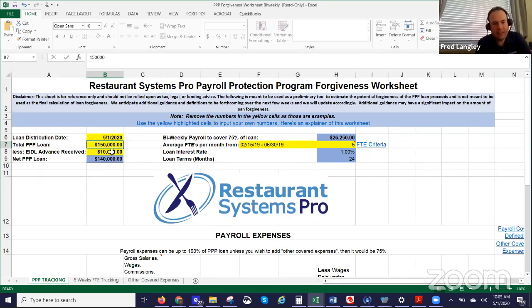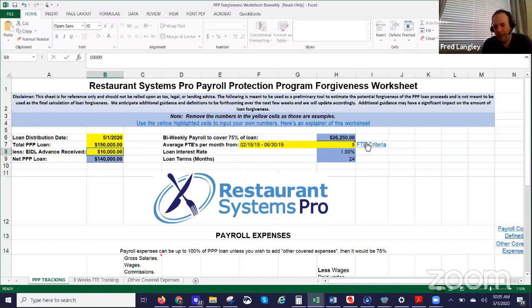If you have received the EIDL advance, then you have to put this in there because it will reduce the amount of your PPP loan. You can't be getting both. You can't get the PPP and the EIDL. So if you've already gotten your economic injury disaster loan advance, then you have to reduce it. And so you'll put that in there. Some of you didn't get the full 10,000. It depends on your number of employees. So whatever your EIDL advance is, you're going to plug that in and that will collect it.